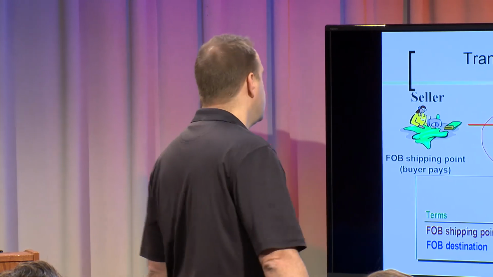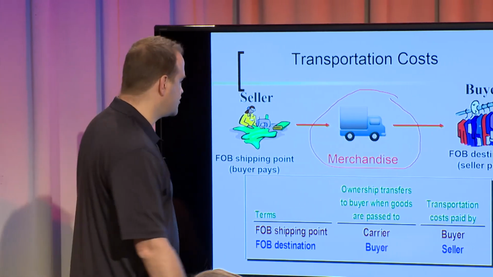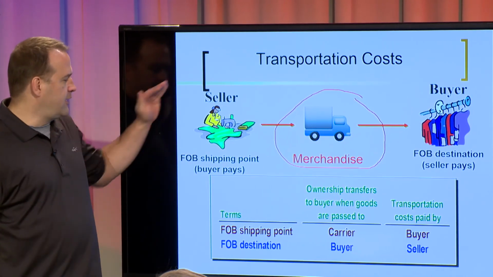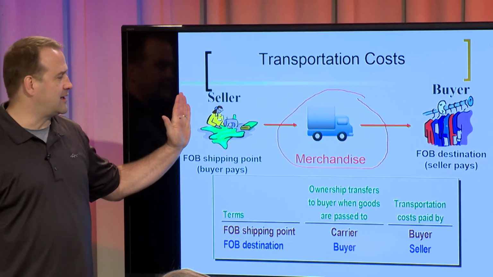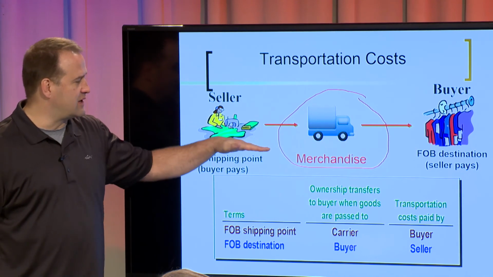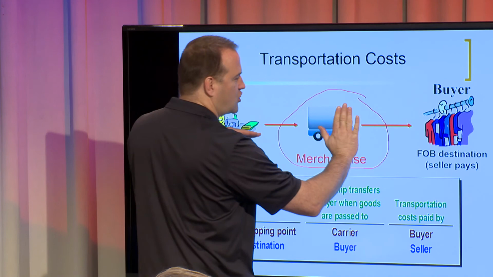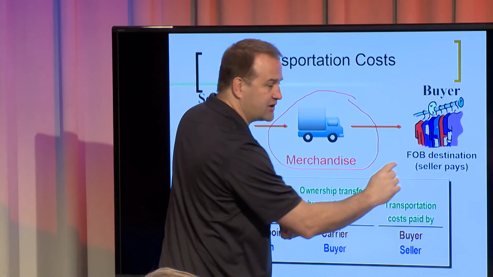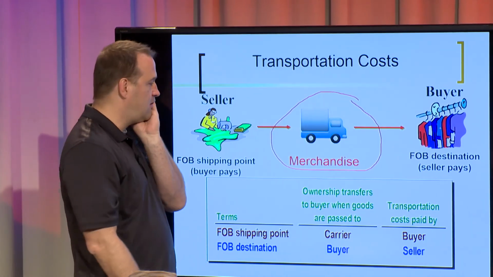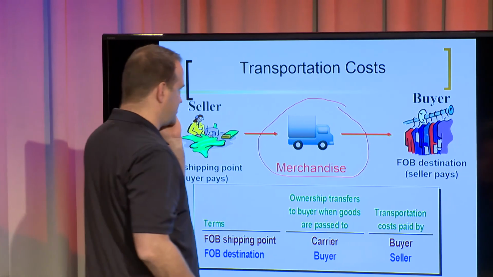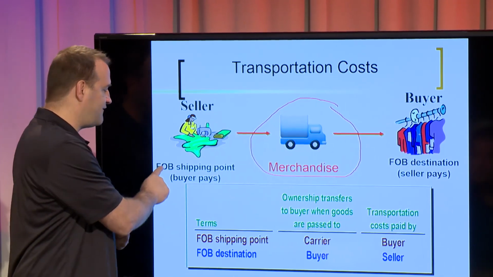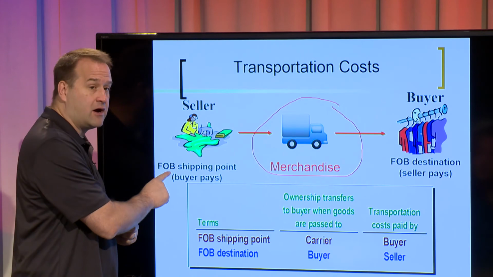Okay? Now, here is the shipping point with the seller. Think if they have a loading dock right here. The truck pulls up, gets the goods, and then drives them to the destination, and they have a loading dock right here. Okay? We're always looking from the buyer's perspective. If it's FOB shipping point, that means free on board.